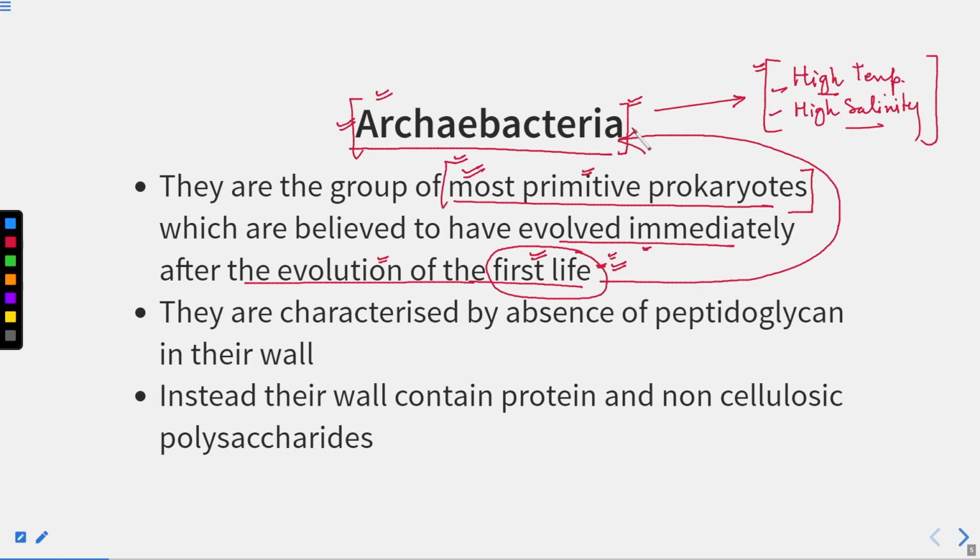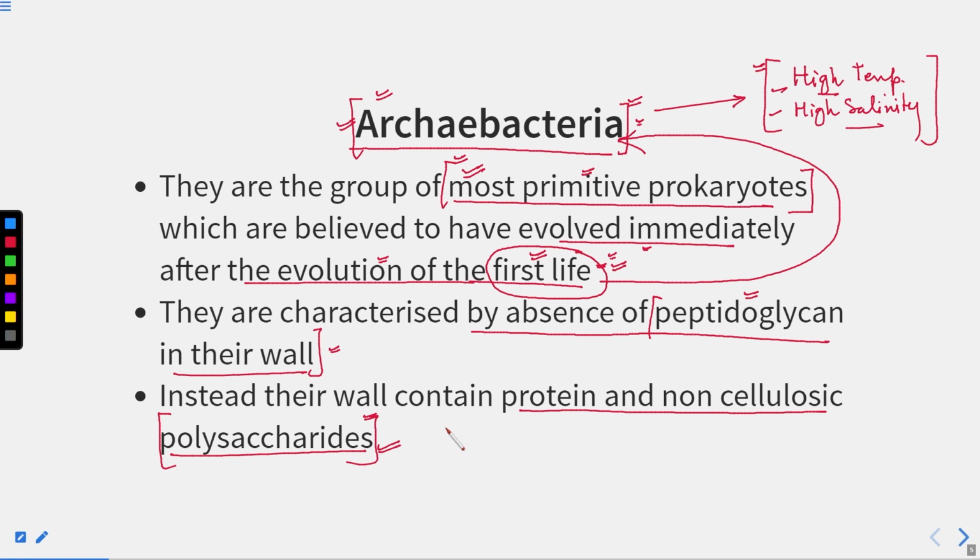Right? So that is why they are called archaebacteria. They are characterized by the absence of peptidoglycan in their wall. Means the peptidoglycan which is present in normal bacteria, they do not have in their wall. Instead, the wall contains protein and non-cellulosic polysaccharides. The polysaccharide means the carbohydrate part that is non-cellulosic, and they have a different type of protein, you can say the chaperonins. Chaperonins are heat shock proteins, the proteins that help the organism to bear higher temperature.